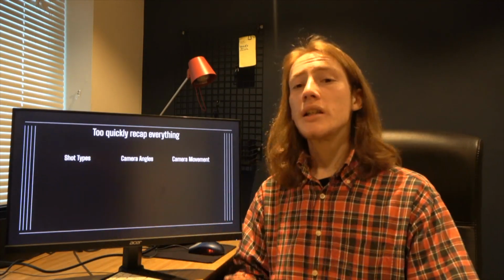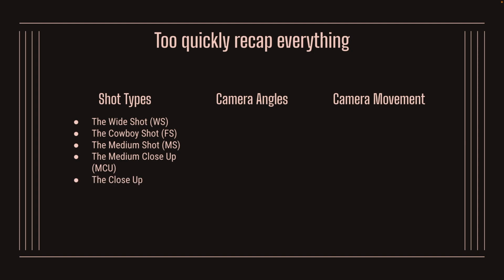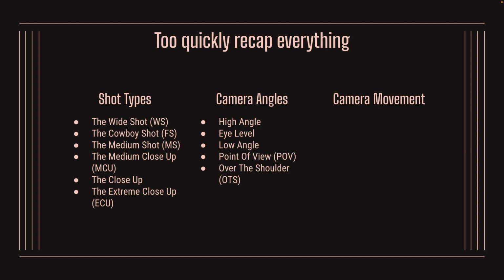shots. Now, to quickly recap everything, so with shot types we learned the wide shot, the cowboy shot, the medium close-up, the close-up, and the extreme close-up. With camera angles we learned the high angle, the eye level, the low angle, the point of view, the over the shoulder, and the Dutch angle. And with camera movement, we've learnt the tracking shot, the pan, the tilt, and the zoom.